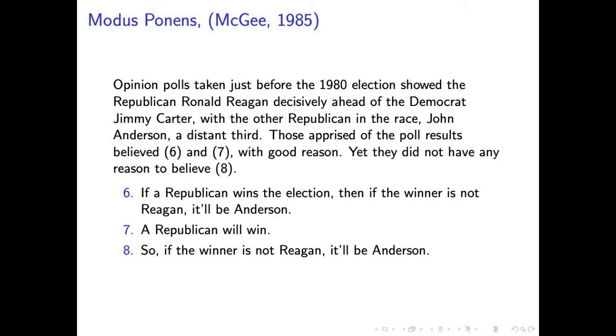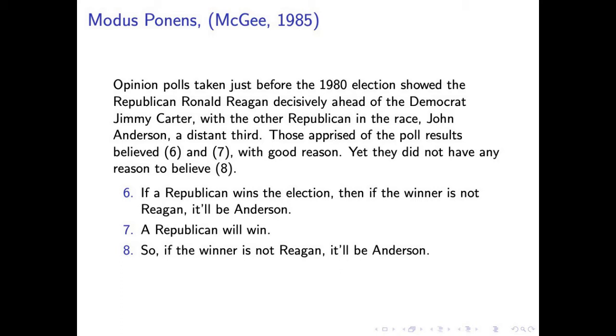And here's the setup. Okay, so we're back in time, and opinion polls are taken just before the 1980s election, and they show that a Republican, Reagan, is decisively ahead of the Democrat Carter, with the other Republican in the race, Anderson, being a distant third. Right? And so this is what you know, and it seems like in that kind of a context, you have reason to believe 6 and 7, but 8 does not follow, right?